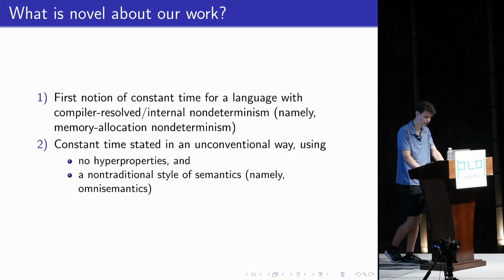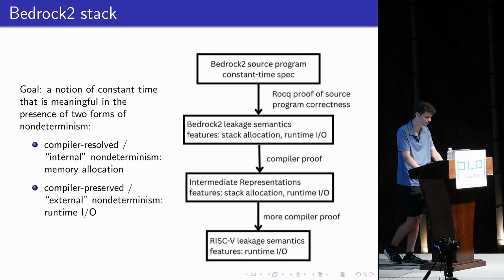And to make it feasible for us to write constant time proofs about non-deterministic compilers, we find it very convenient to state constant time in a simplified, unconventional way, using no hyperproperties and a non-traditional style of semantics that I'll talk about later.